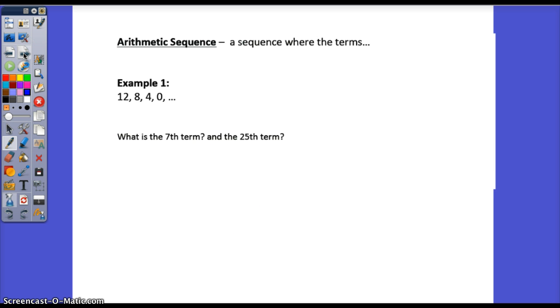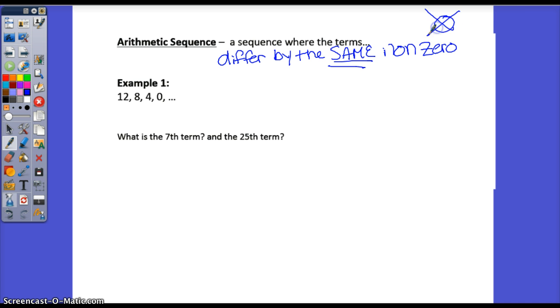So we just talked about an arithmetic sequence. It is a sequence where the terms differ by the same non-zero number. It can't be zero. So if it's zero, it's not allowed. Non-zero number.